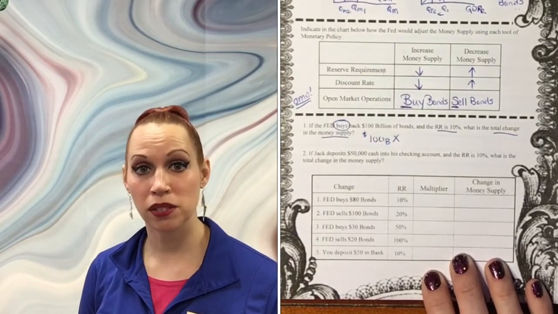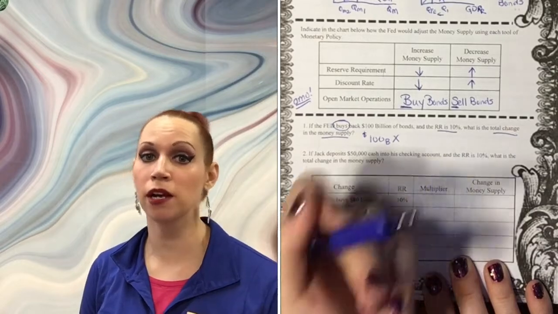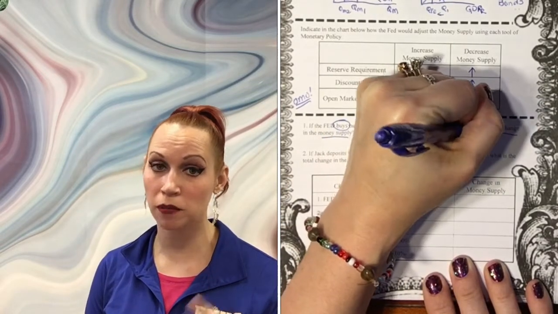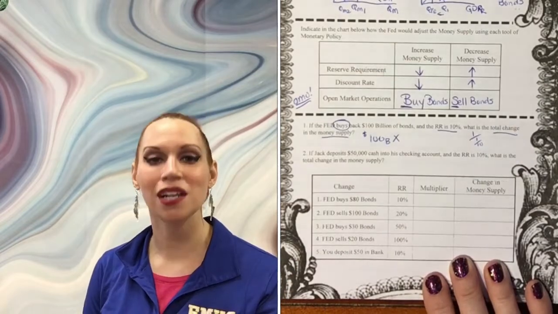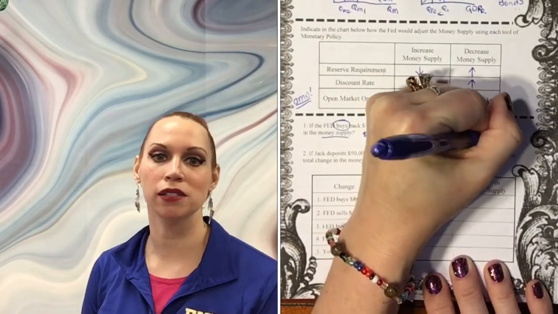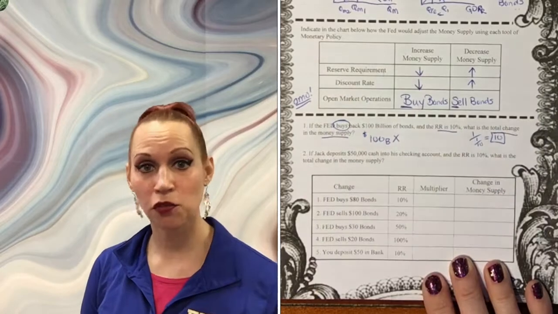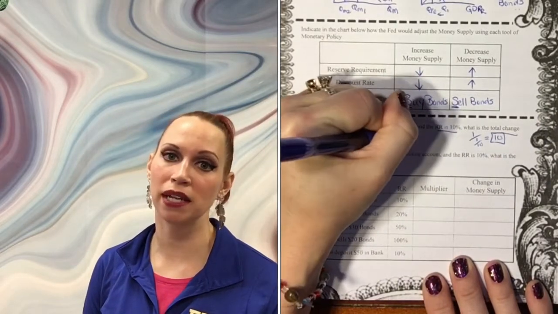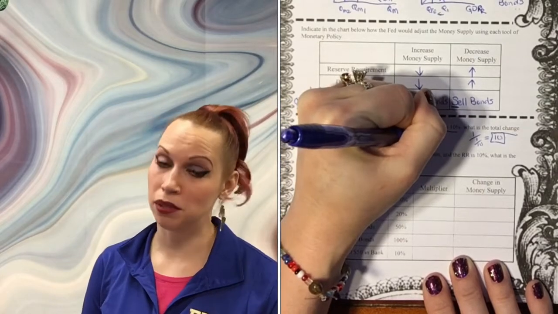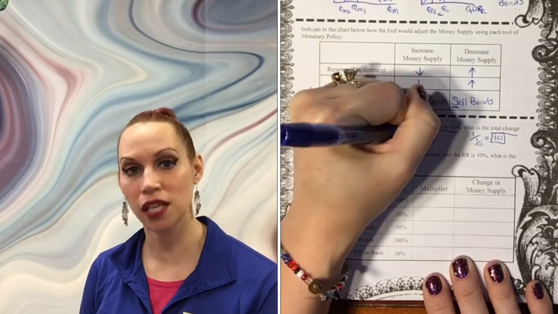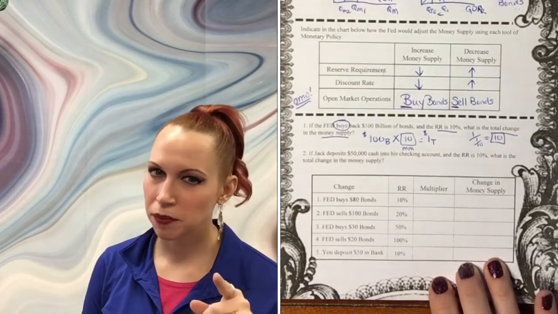Now our reserve requirement is 10%, so to find our money multiplier, we're going to do 1 over the reserve requirement. That's 1 over RR, which is 1 over 0.1, 1 over a tenth. Our multiplier is going to be 10. So we're going to take that full 100 billion and multiply it by 10, and we can see that the impact of this is going to be 1,000 billion, or $1 trillion, increase in the M1 money supply.